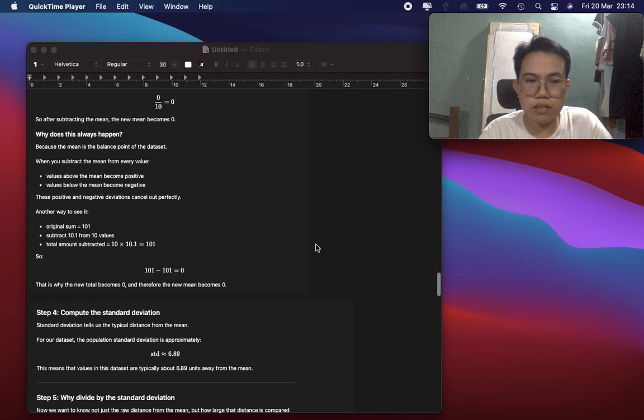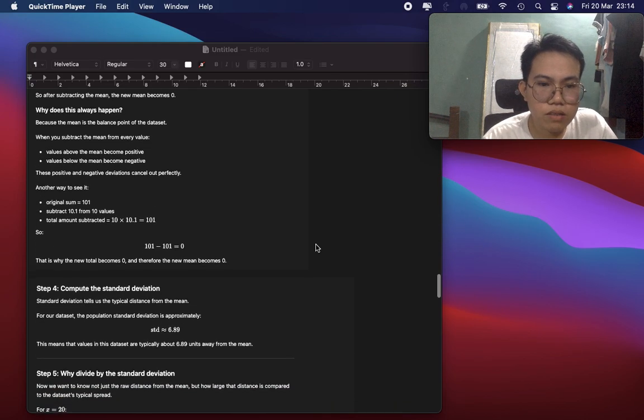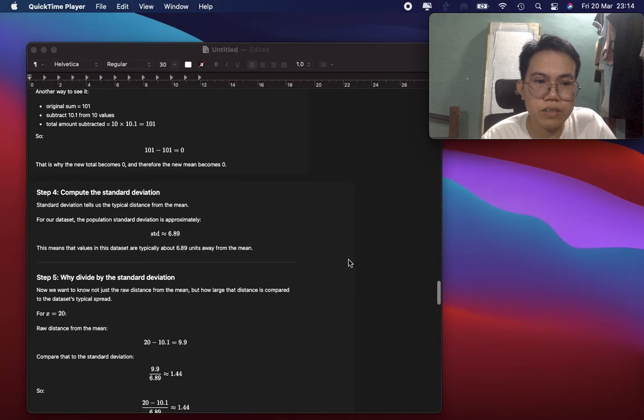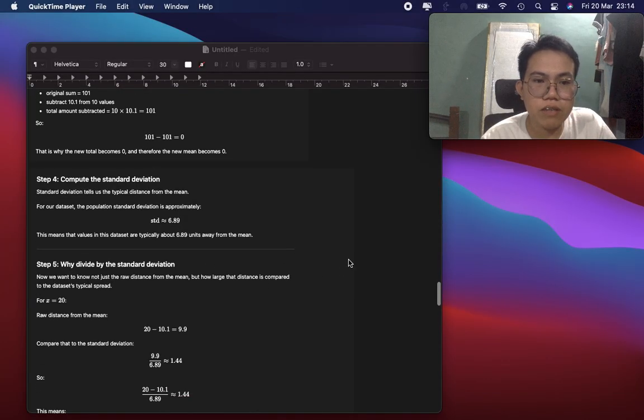So let's compute the standard deviation. We already know that the standard deviation is 6.89. This means the values in the data set are typically about 6.89 units away from the mean.